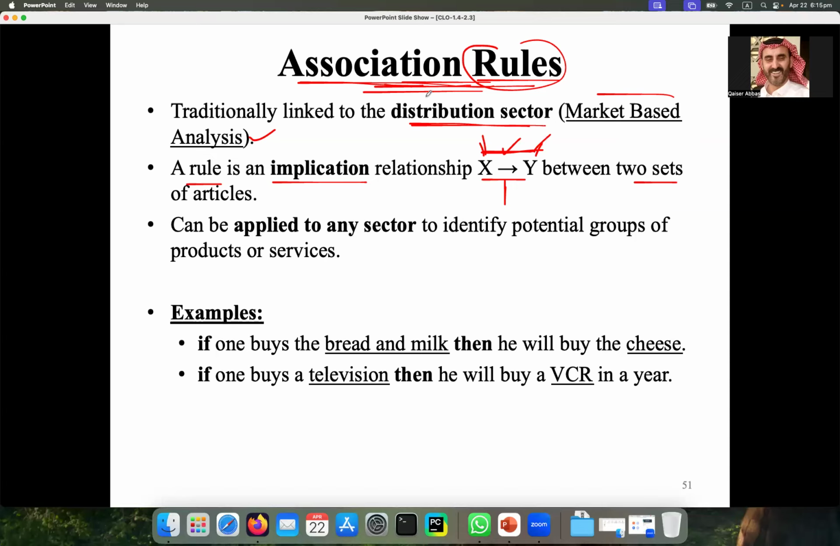So this is not a restriction that you will use association rules only in this distribution sector. You can apply it to any sector where you want to identify some potential things. Those things can be products, or they can be services. For example, here in university, we are giving services. So you can also apply these association rules here in university.